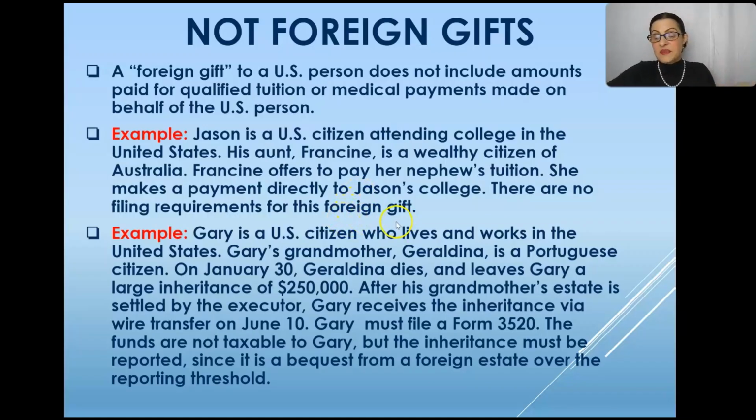In this case, if the aunt makes the payment directly to the college and Jason never receives the money personally, then nothing has to be reported. It's fine. Now, if she were to send him a check and he were to deposit the check into his bank account and then pay his tuition, then he would have to file the form.